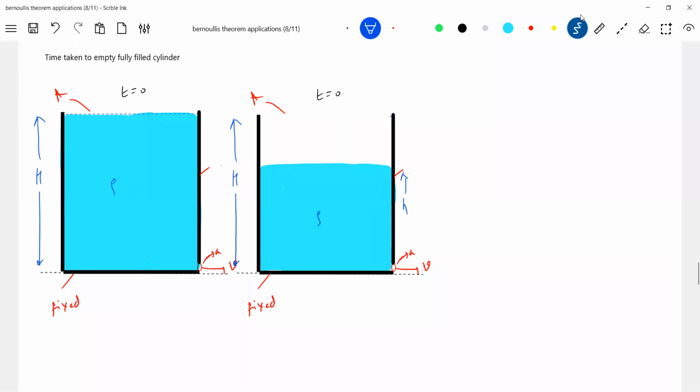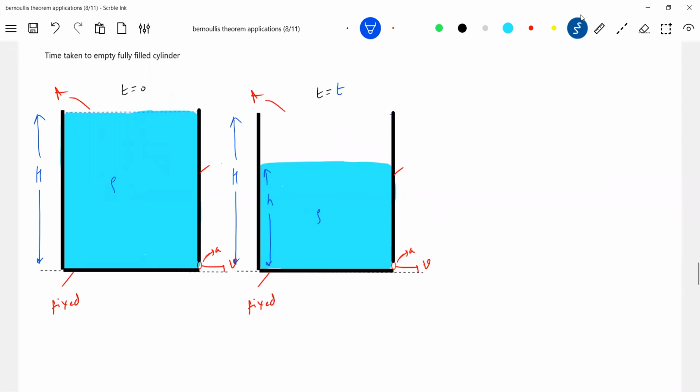Let H be the level of liquid in the container. I'll write it here. Any equation, how to calculate the time taken? This is after a certain time t. So what is the velocity of efflux at any instant of time? What is the velocity of efflux? v equal to root of 2gh.